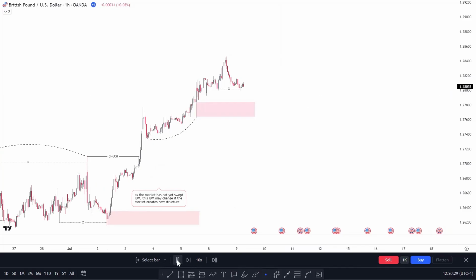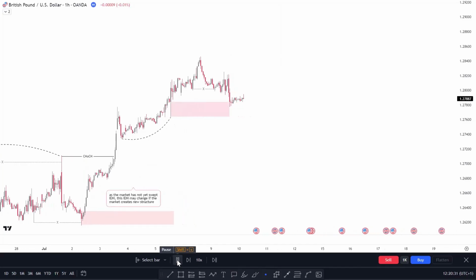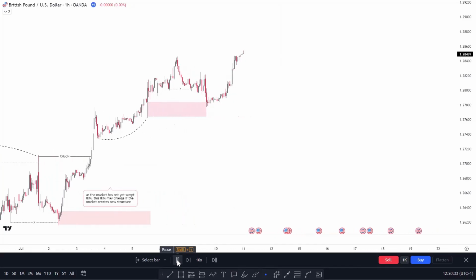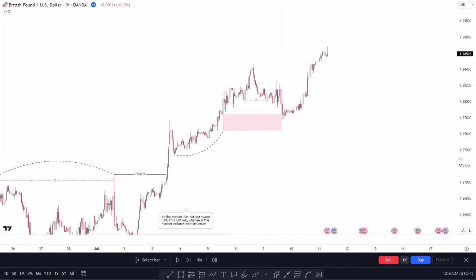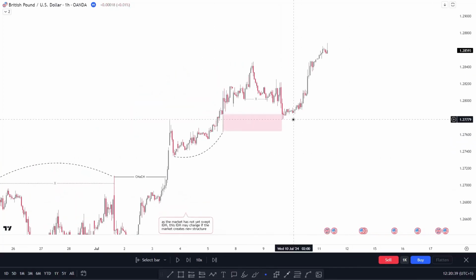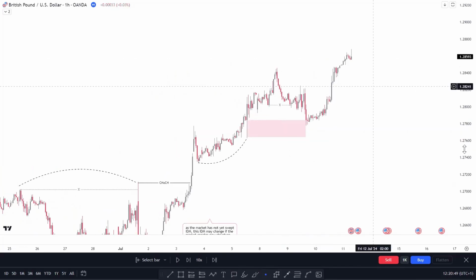And later on, the market did come down to mitigate this hidden POI, but the market didn't go down further to sweep our liquidity here. So this is part of the game. You just have to play safe, just follow the rules. This time, the market reacted on this POI, but the next time maybe the market will not react yet. The market will go down to sweep the liquidity before pushing higher. So you just have to follow your rules.